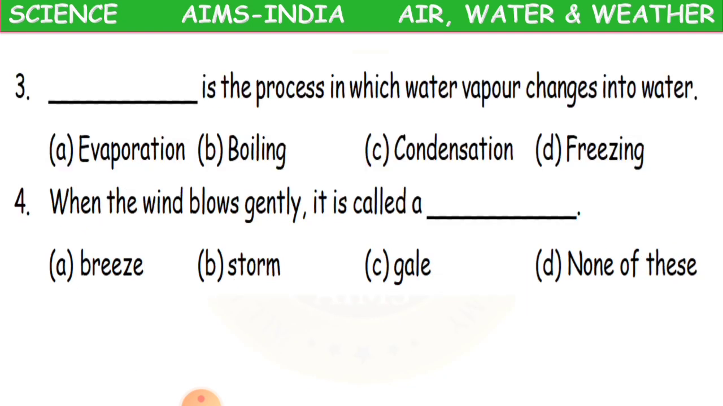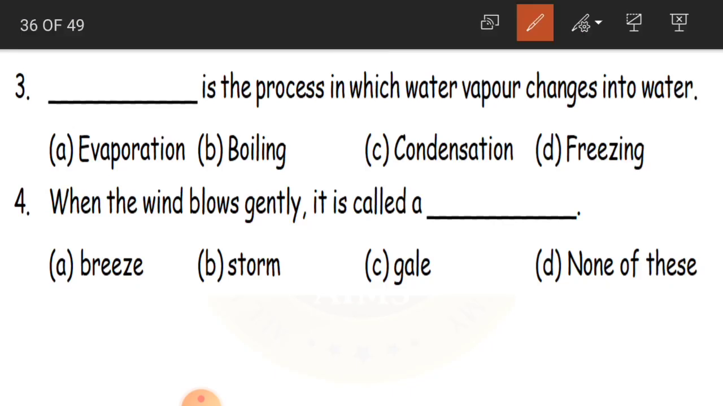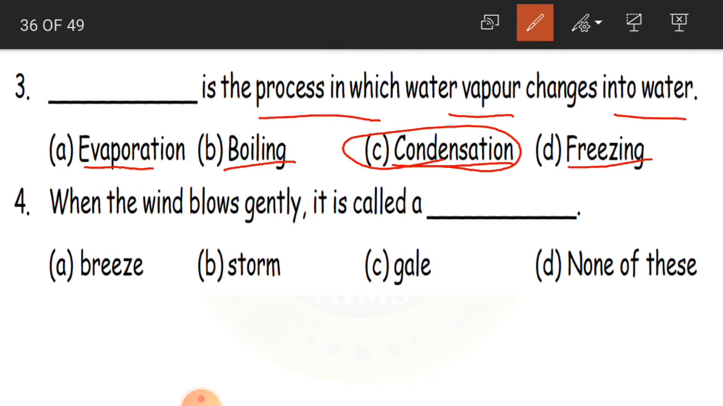Dash is the process in which water vapor changes into water. It's like what we have learned. Air contains water vapor. So when this air gets cooled down, then this water vapor is going to change into water. And this process is known as what? Either evaporation, boiling, condensation or freezing. And the answer is C option, that is condensation.